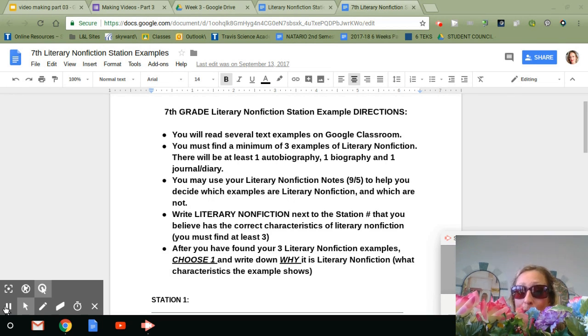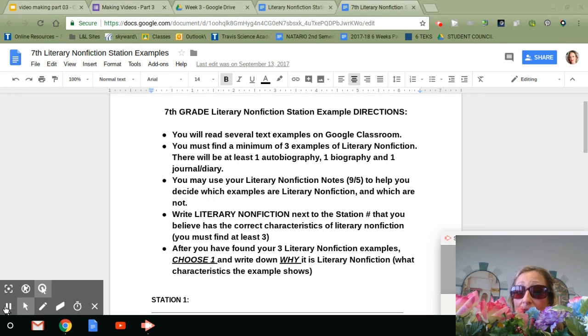Now, you may use your literary nonfiction notes, and I really want you to help decide which examples they are based upon the characteristics we listed in the literary nonfiction notes. So make sure you have those out in front of you. When you fill this form out, you are going to write literary nonfiction next to the station number that you believe has the correct characteristics of literary nonfiction. Remember, you have to find at least 3.